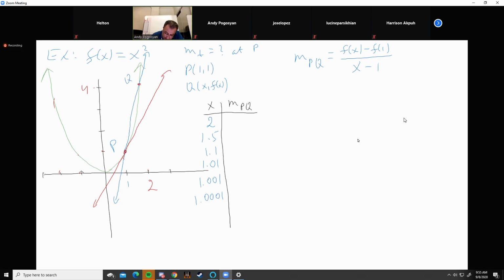So let's say if you have a value somewhere here, then this is going to be the secant line, the yellow one. This corresponds to 1.5, for example, and it gets closer and closer to 1.